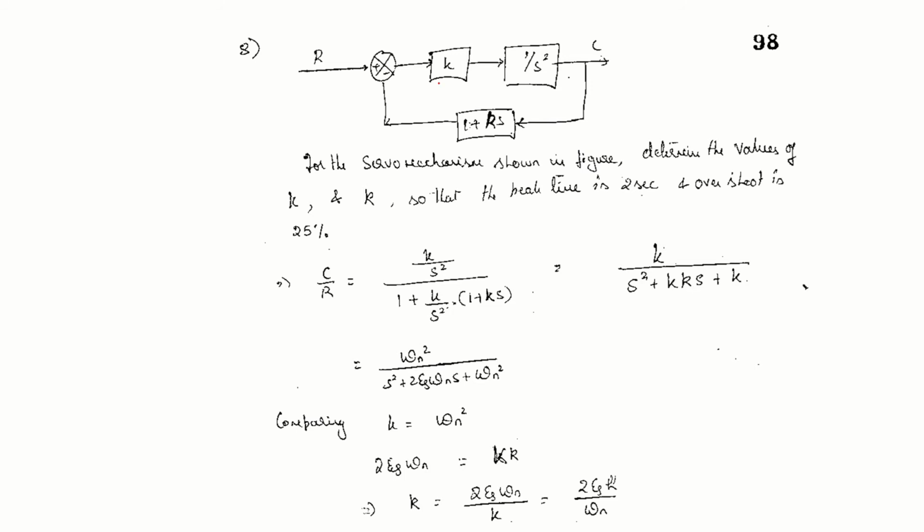Here I have given an example: K over s square, with feedback 1 plus small k s, where small k is and capital K. Shown in figure, determine the values of K and k so that the peak time is 2 seconds and overshoot is 25%. First get the transfer function. Then K equal to omega n square, capital K, and small k is equal to 2 zeta omega n by capital K.